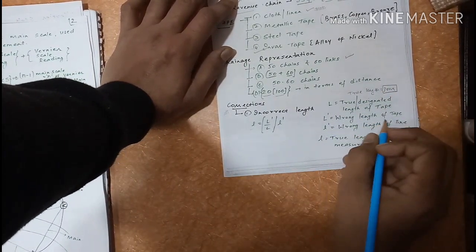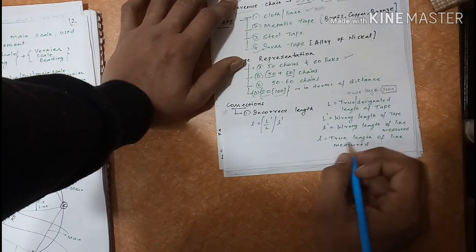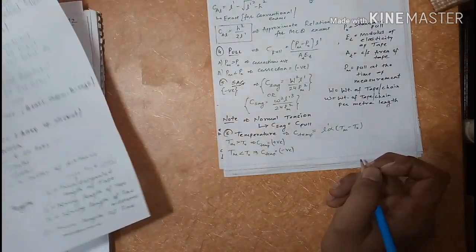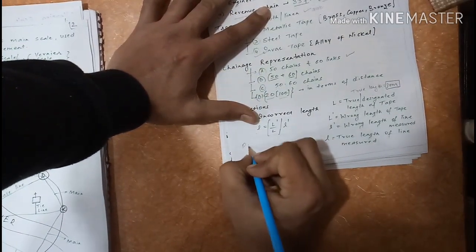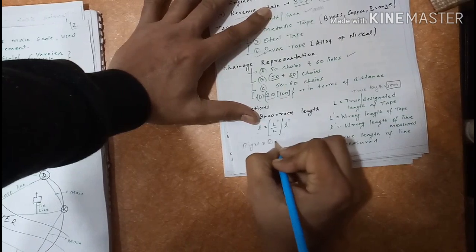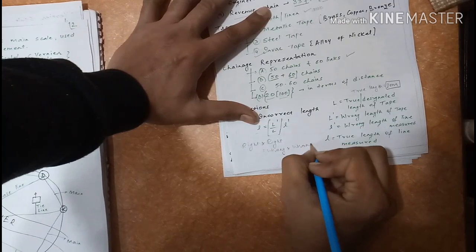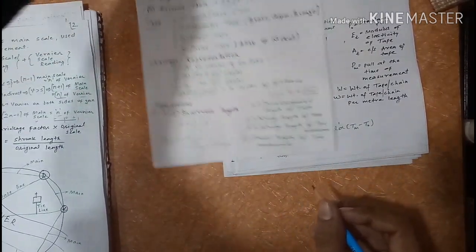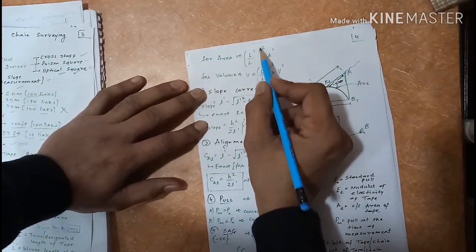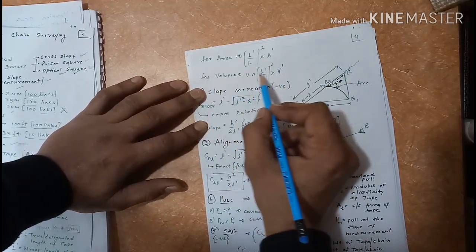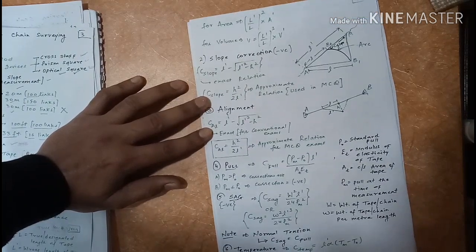L dash is the wrong length of the tape. Small l dash is the wrong length of the line measured. Small l is the true length of the line measured. In this there is a simple rule actually. Right into right is equal to wrong into wrong. We can use this to solve the problems. Similarly for the area, (L dash upon L) whole square into A dash.